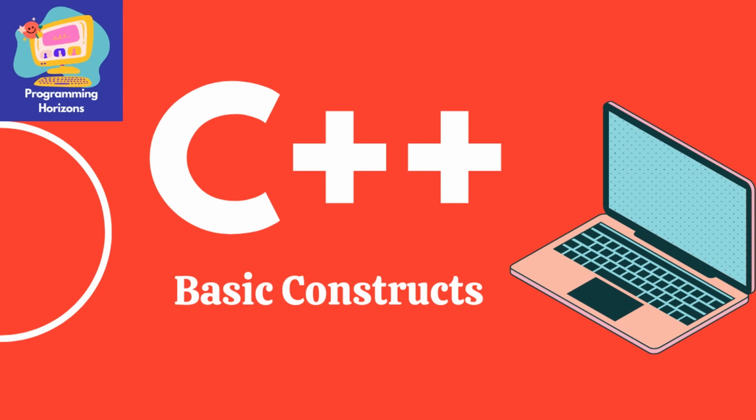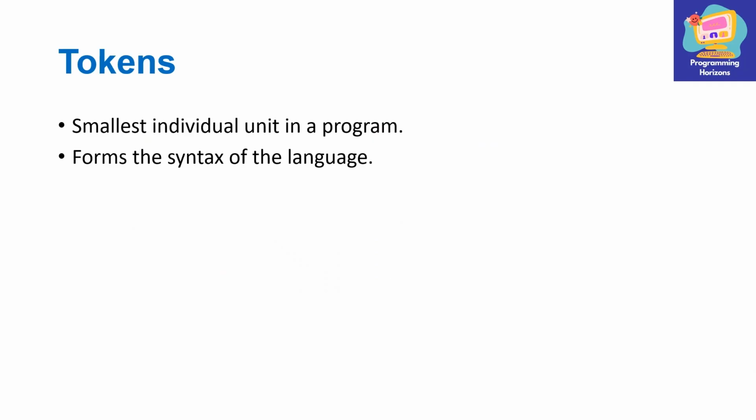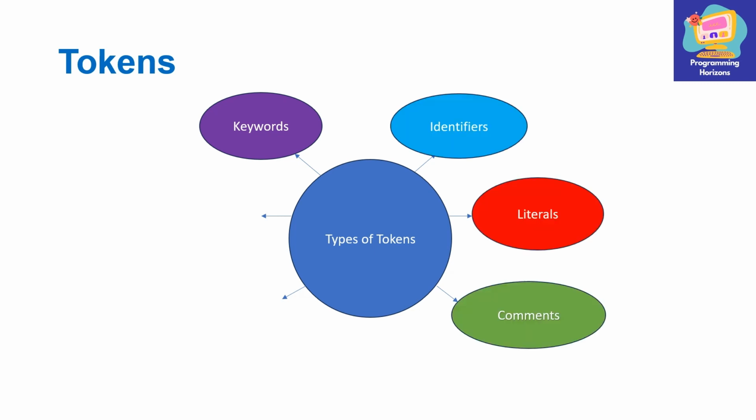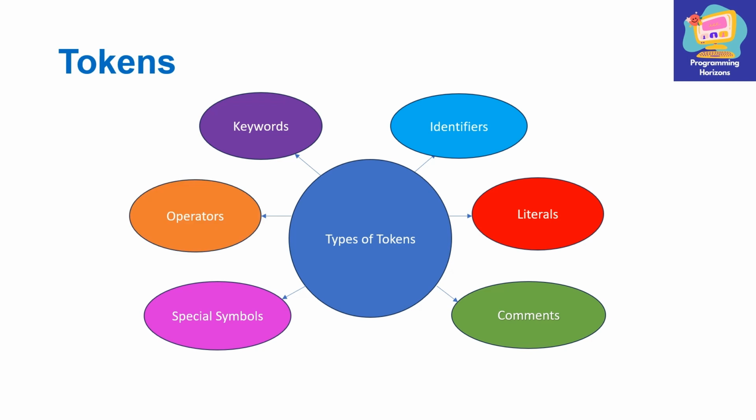So let's get started. Whenever you begin learning any language, you first learn the alphabets, digits or punctuation marks that make up that language. Similarly, in order to learn any programming language, we need to first have a grasp of its basic units. These basic units in C++ are called tokens, which can be defined as the smallest individual unit in a program that forms the syntax of the language. In C++, we have a variety of tokens, which include keywords, identifiers, literals, comments, special symbols, and operators.